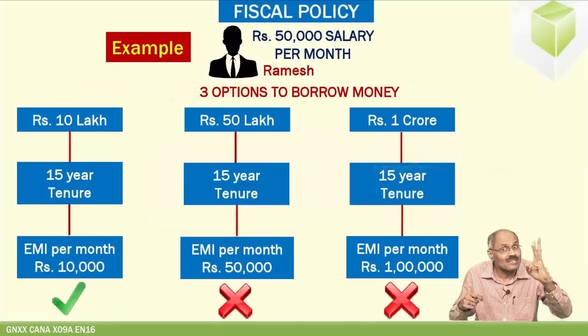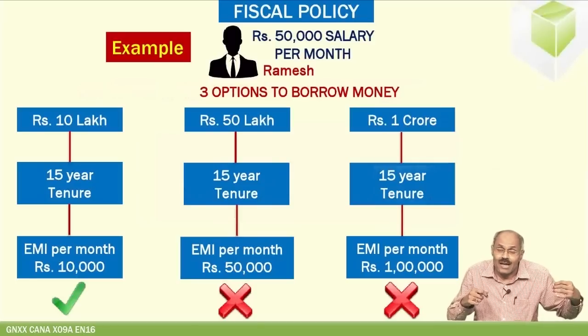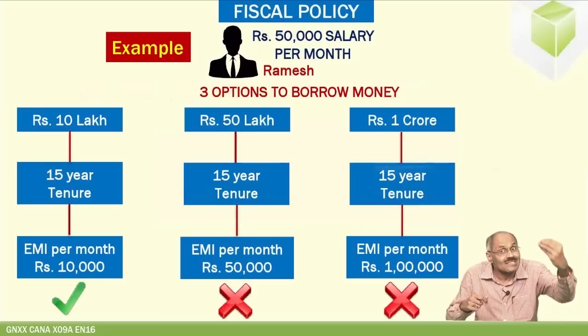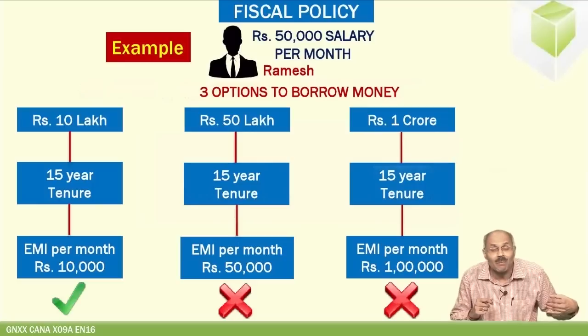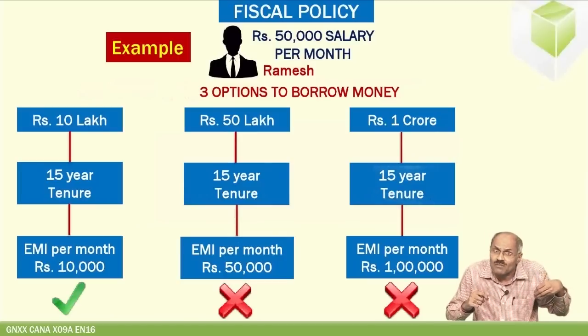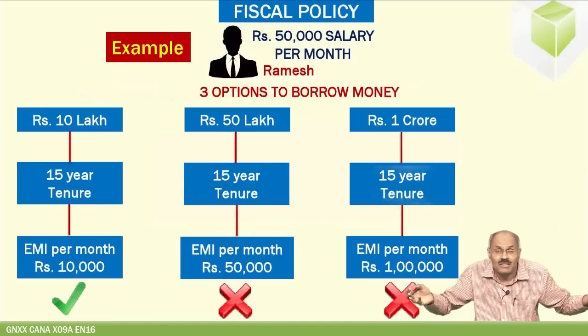3 options were given to Ramesh, who is earning rupees 50,000 a month, and Ramesh will choose option number 1, that is, he will borrow rupees 10 lakh. What is the reason? If he borrows 10 lakh, the EMI will be rupees 10,000 a month, which he will be comfortably paying back. And if he borrows rupees 50 lakh, EMI will be rupees 50,000, his salary is rupees 50,000, and nothing will be with him for day-to-day expenditure.